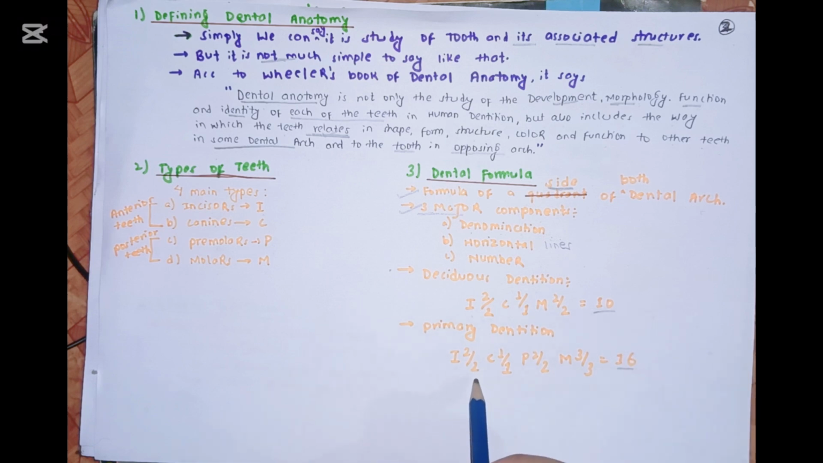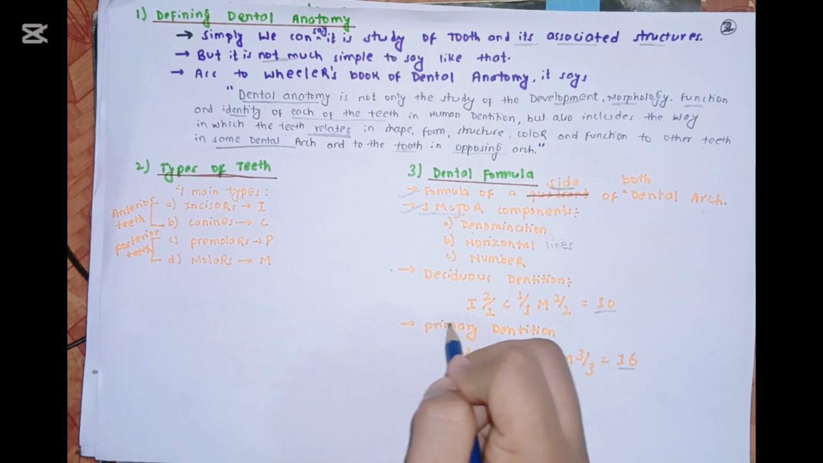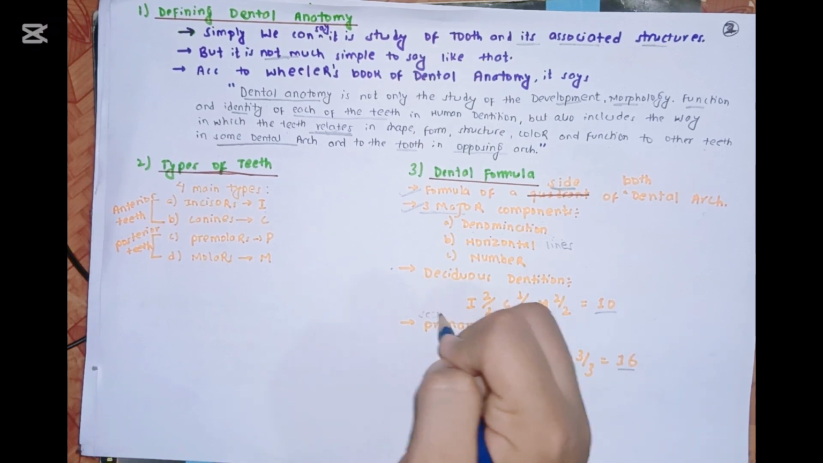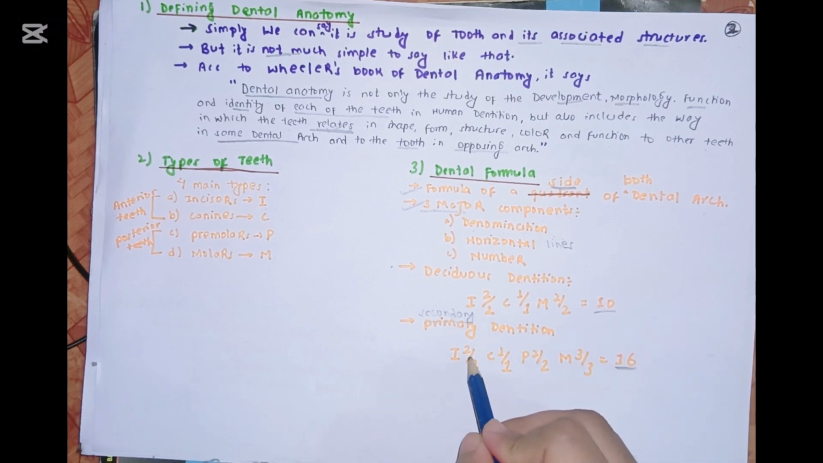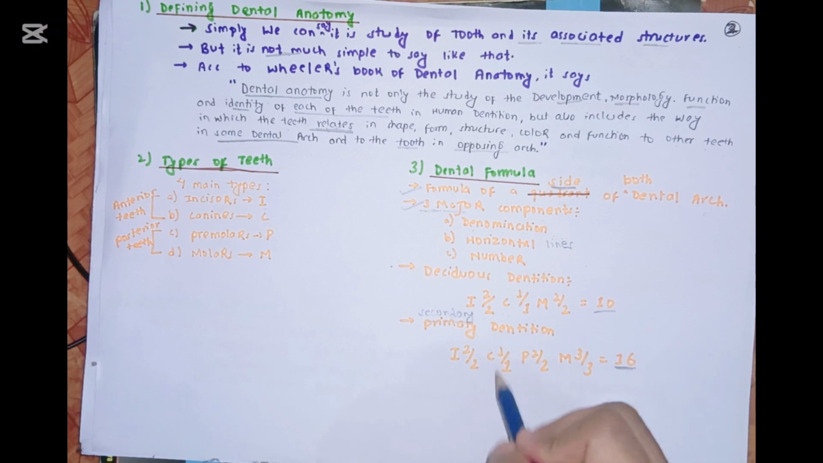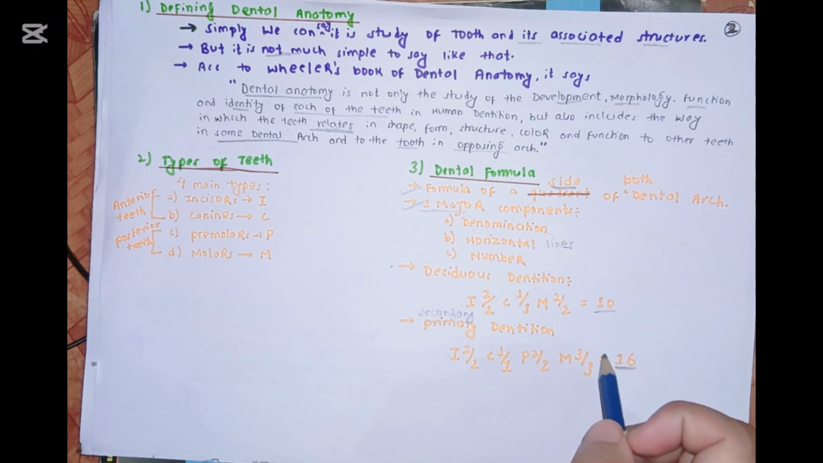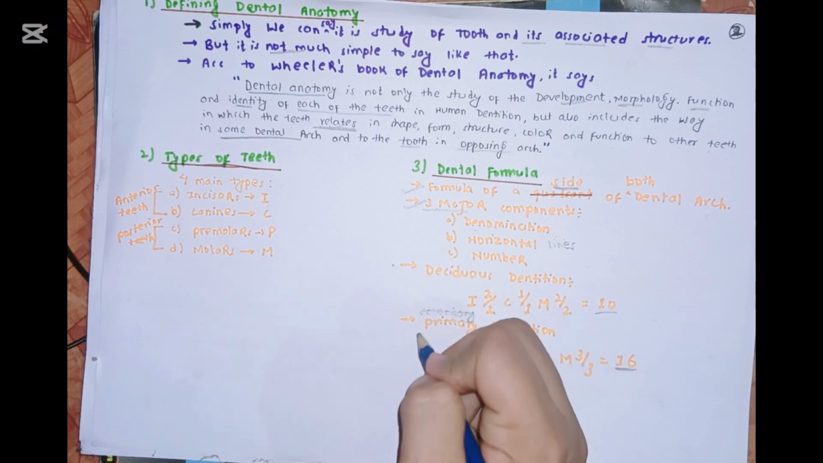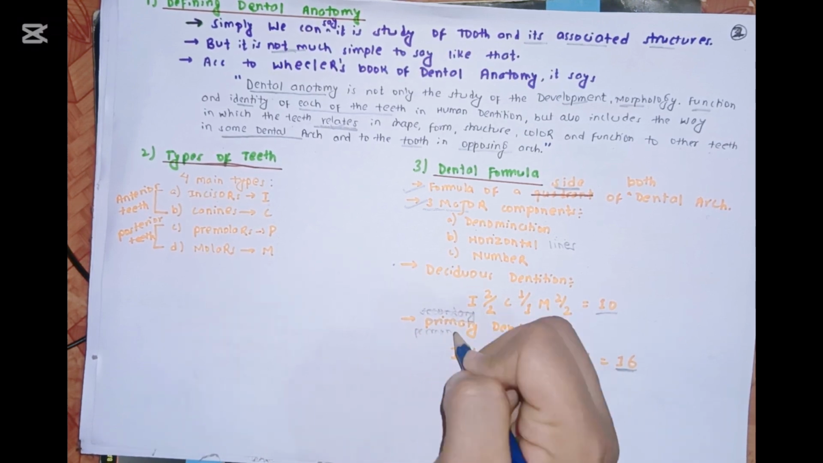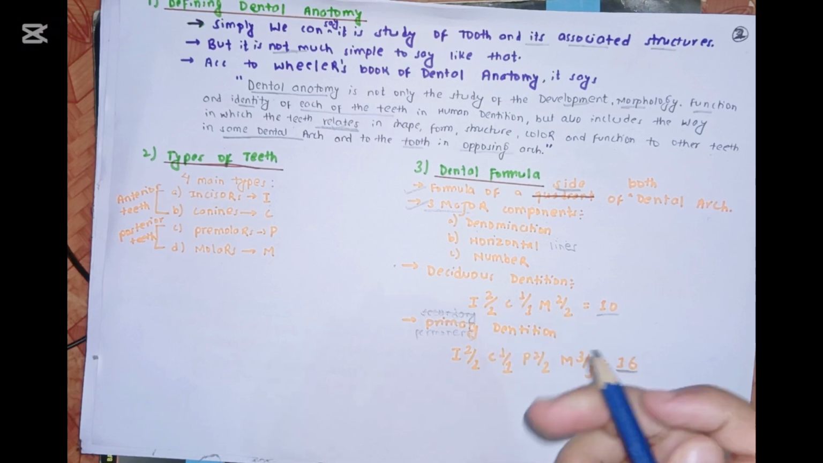Similarly, in the secondary dentition, I have written here primary. Sorry for the mistake. Secondary dentition. Now, in the secondary dentition the dental formula is I 2 by 2, C 1 by 1, P 2 by 2, M 3 by 3. That means it is 16. The sum of 2 plus 1 plus 2 plus 3 is 8, and 8 into 2 is 16. So there are 16 teeth in each dental arch in the permanent or secondary dentition. Sorry again, I made a mistake. So here it is permanent. A lot more mistakes are being made nowadays.